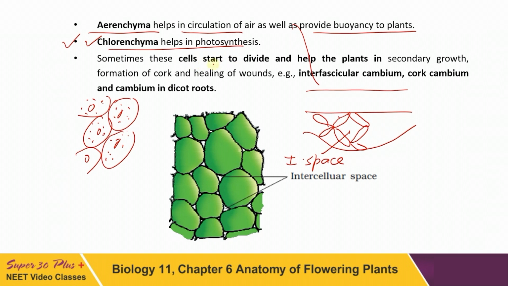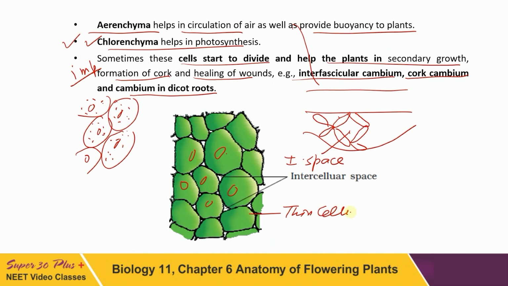Sometimes the cells start to divide and help the plant in secondary growth. This is a very important point. Formation of cork and healing of wounds, intrafascicular cambium, cork cambium and cambium found in dicot root. But you see that these are the parenchymatous cells. A large nucleus is there, and cytoplasm is there. This is the thin cellulosic cell wall, and this is the large nucleus. This is a typical parenchymatous cell.